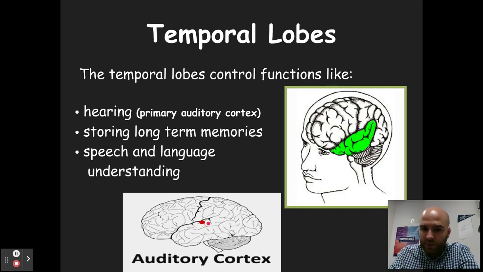And here is a visual representation of the auditory cortex. Very small, but again, it's right on the borderline between the temporal lobe, the parietal lobe, right? And then you also have your motor cortex here and your somatosensory cortex here. So those association areas are close to one another.